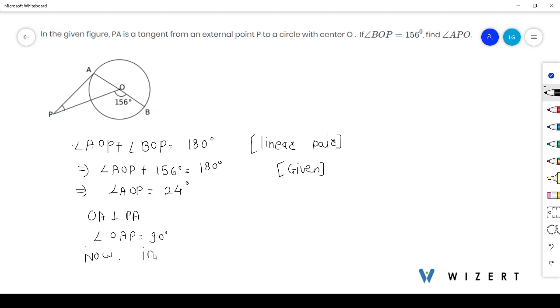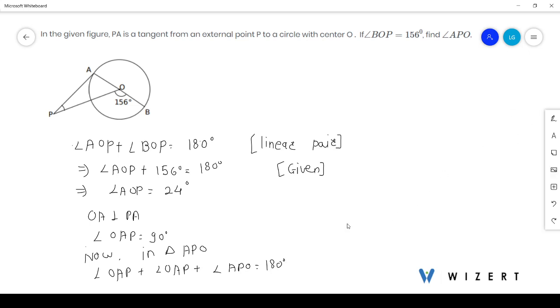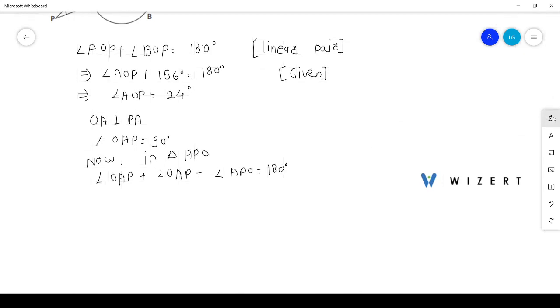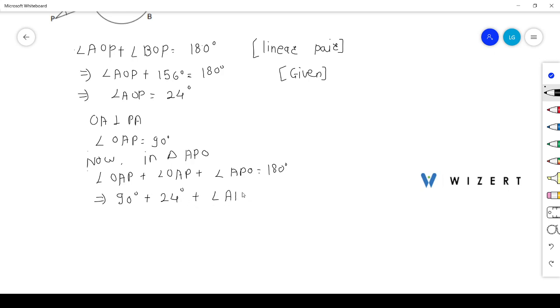Now in triangle APO, the sum of the angles of that triangle is 180 degrees. So, substituting values here, angle OAP is 90 degrees plus AOP is 24 degrees. We have to find angle APO.